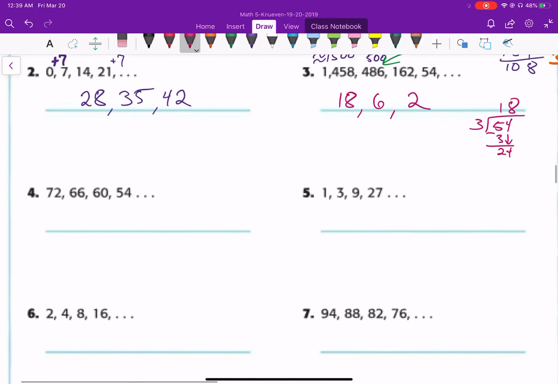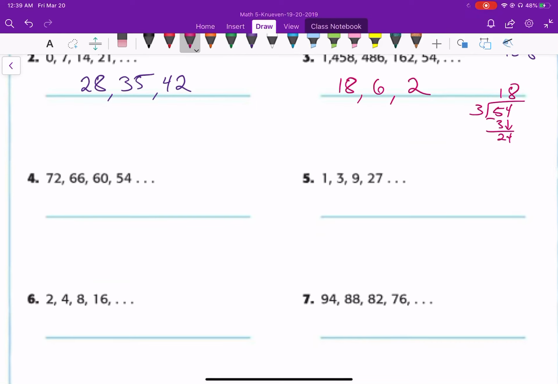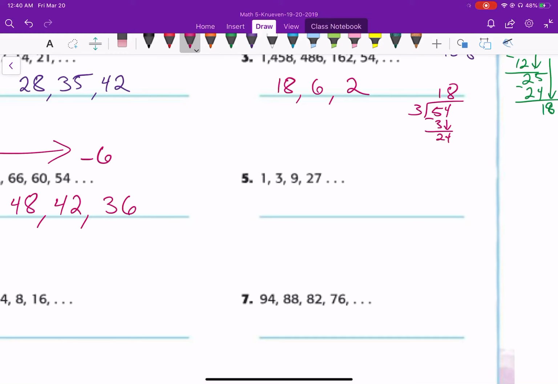All right, now 72, 66, 60, 54. Huh. Well, I can see 66 and 60. I subtract 6. Does that work? 60 minus 6 is 50. Yeah. So 66 plus 6, 70. Oh, yeah. So my pattern, remember we read left to right. So I am subtracting 6. So 54 minus 6 would give us 48. 48 minus 6 is 42. And 42 minus 6 is 36. Excellent.